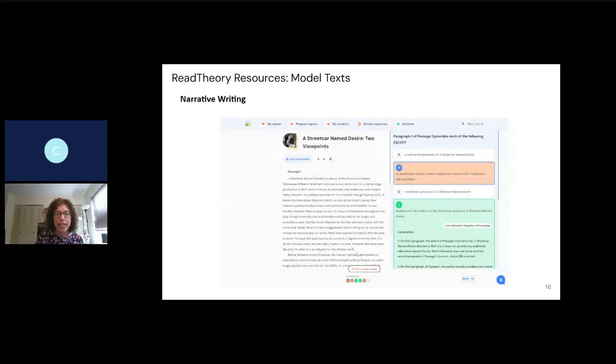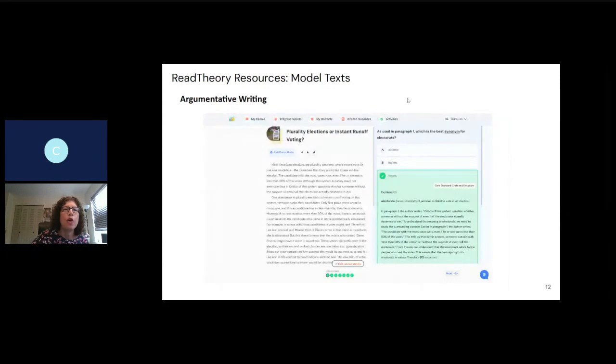And those of you who teach SAT classes or have students who are taking SATs, this is good to note as well. And this particular assignment actually had two different viewpoints about A Streetcar Named Desire, and it would serve as a really good model for literary analysis and a bit of narrative writing as well. And so I have it under both categories.